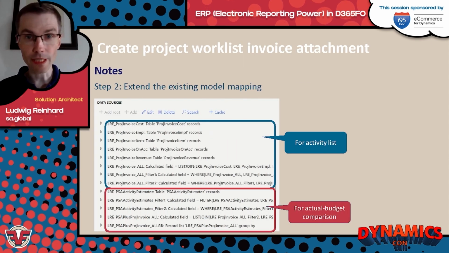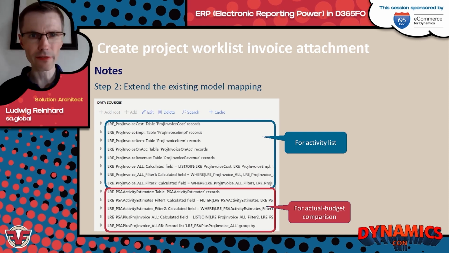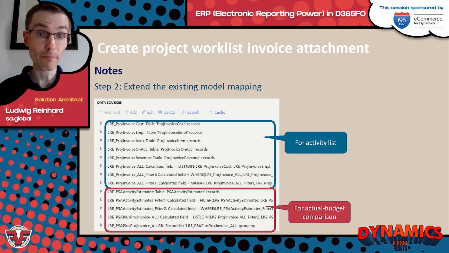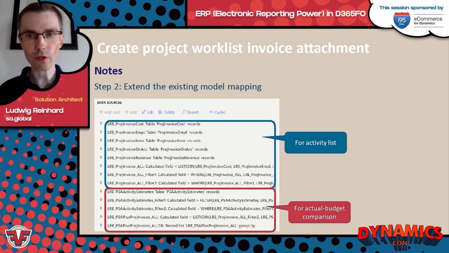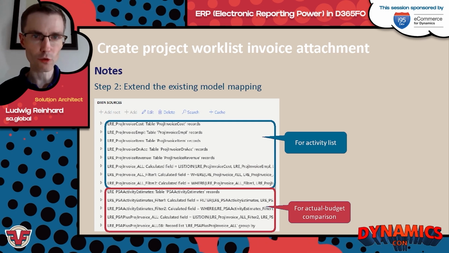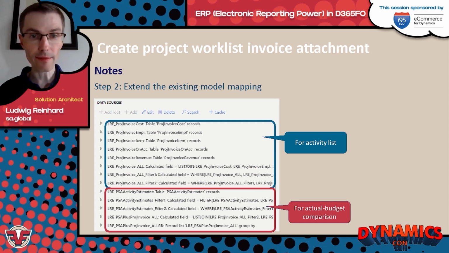The fields or the tables that I used for these sections are listed here. The activity list data all come from the project invoice tables. So there's a project invoice cost, employee, item, and so on table that holds all the information of these activities. And then I combined that and grouped that together. And the same was applied to the PSA activity estimate table that holds our budget data from the work breakdown structure. So this is a similar concept that I applied here.